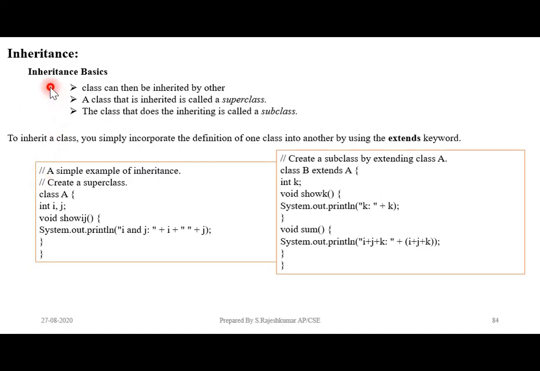Okay, so in inheritance, as we discussed, a class can be inherited by another. The class which is inherited is called the superclass. The inheriting class is called the subclass. These three things are very important. You just keep it in your mind. So the class which is inherited is called a superclass, and the class which is inheriting is called a subclass, right?